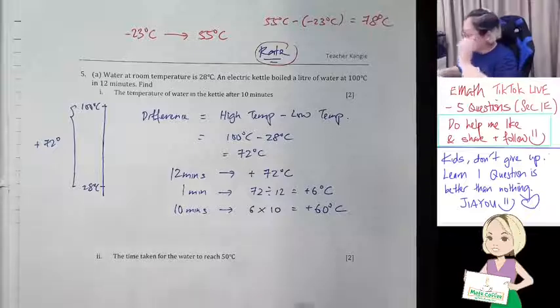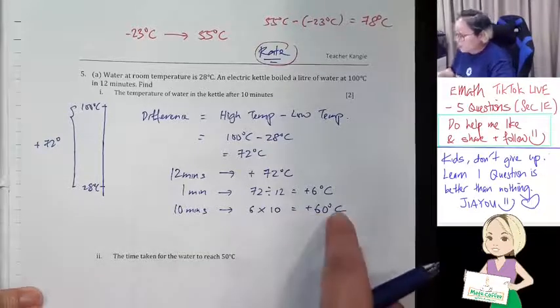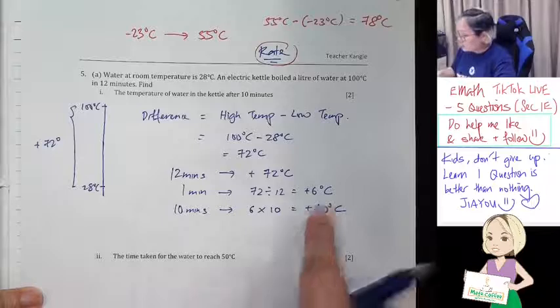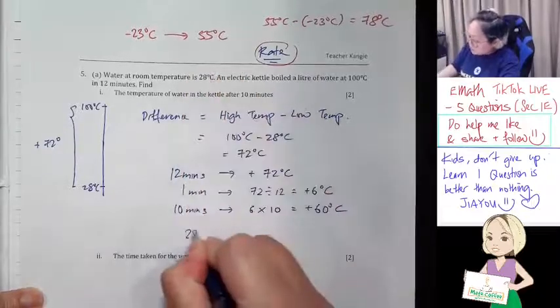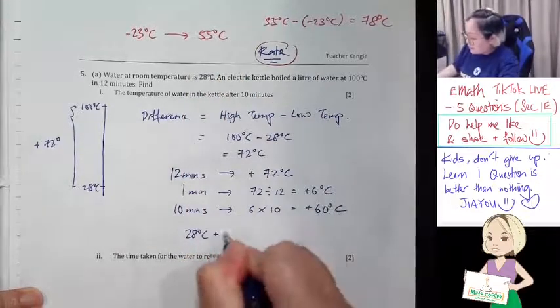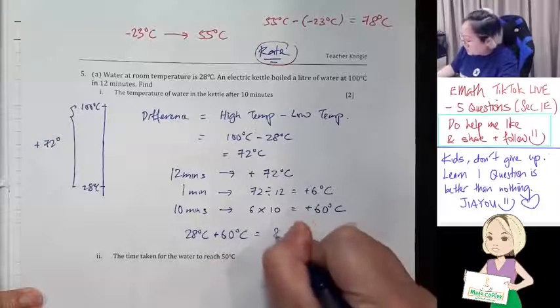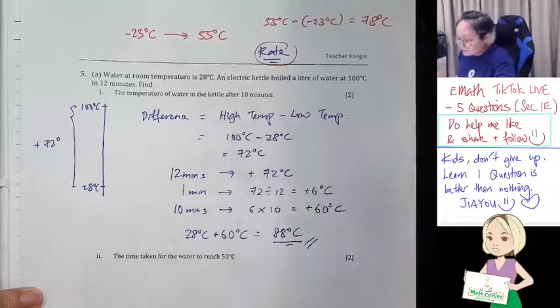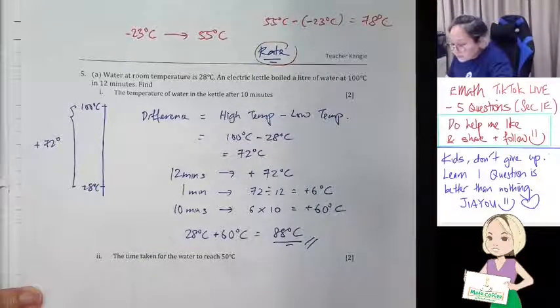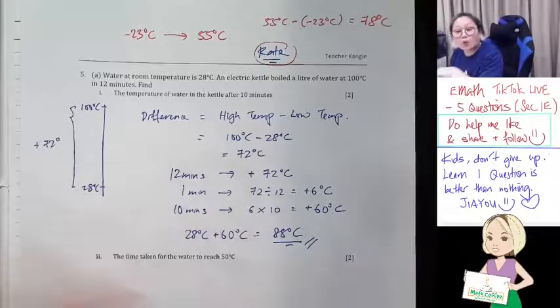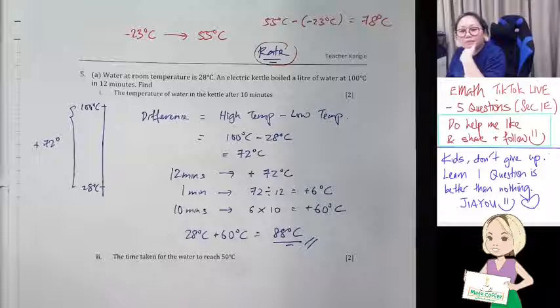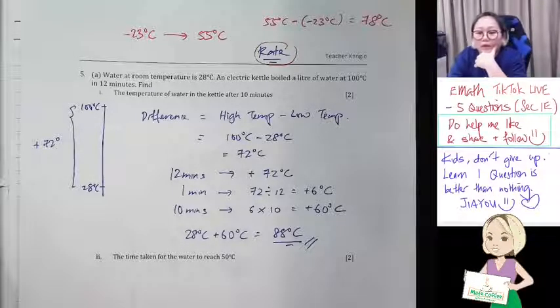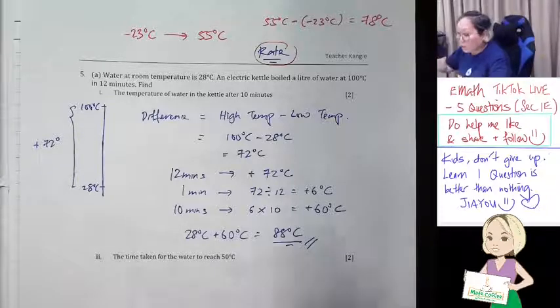Okay? So take note, kids, in 10 minutes it increased by 60, not final answer 60. So my initial temperature is 28 degrees Celsius. So I increase by 60. So I plus 60 degrees Celsius. So my answer should be 88 degrees Celsius. This is the final temperature after 10 minutes. Is it okay if I didn't write the plus sign? The plus sign is just to remind myself that it is an increase of 72 degrees Celsius, because sometimes it could be a decrease.